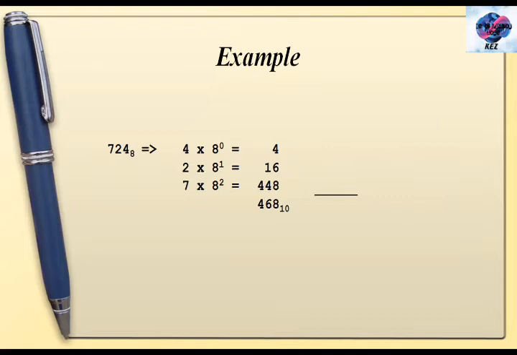Okay, so let's start. Say in this example, 7 2 4. This is our octal number. Now the rightmost digit 4 will be multiplied by 8 to the power 0. Then 2 will be multiplied by 8 to the power 1, and 7 by 8 to the power 2. Multiplying, we get some numbers. Then the sum of all these numbers, that is 4, 16, 448, and the sum of them gives you the decimal number.